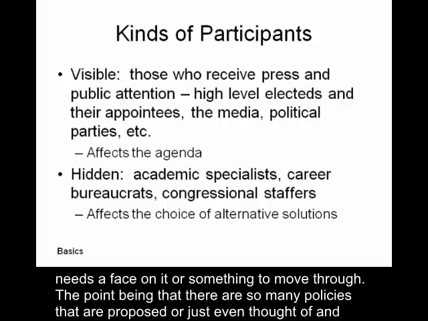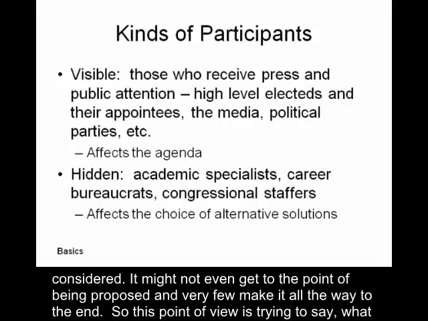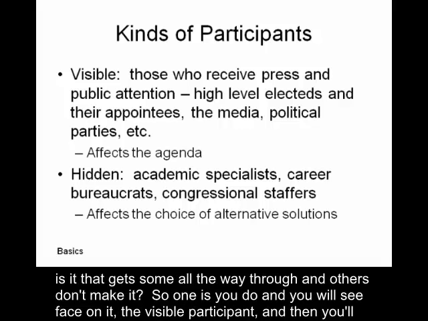The point being that there are so many policies that are proposed or just even thought of and considered. They might not even get to the point of being proposed, and very few make it all the way to the end. So this point of view is trying to say, what is it that gets some all the way through and others don't make it?